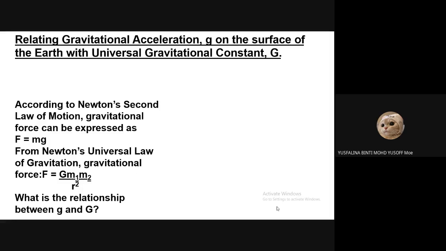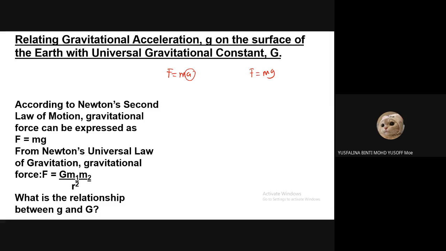According to Newton's second law, we already know that F is equal to ma. So this is Newton's second law. And what is a? a is the acceleration, right? But if you want to find the force acting on an object, we use F equals mg. What is g? g is the gravitational acceleration. And the unit is also the same, Newton.